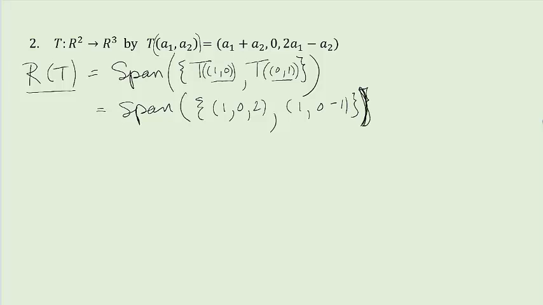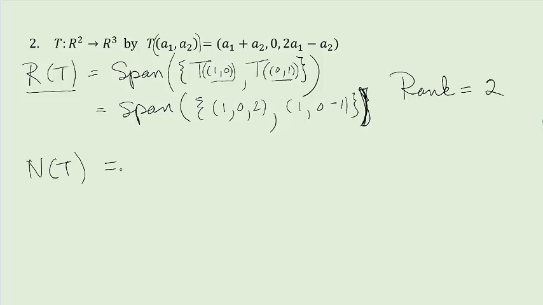So we can see then that the rank, the dimension of the range, is 2. These vectors are linearly independent, so they form a basis, and the rank is 2. Now let's look at the null space.